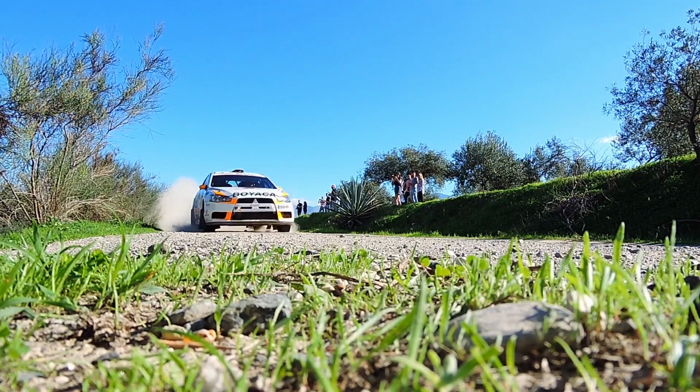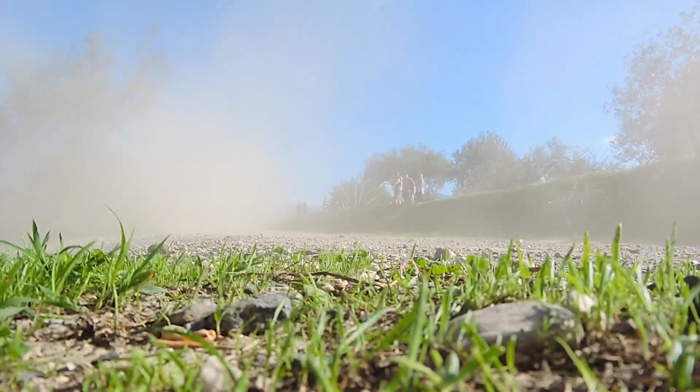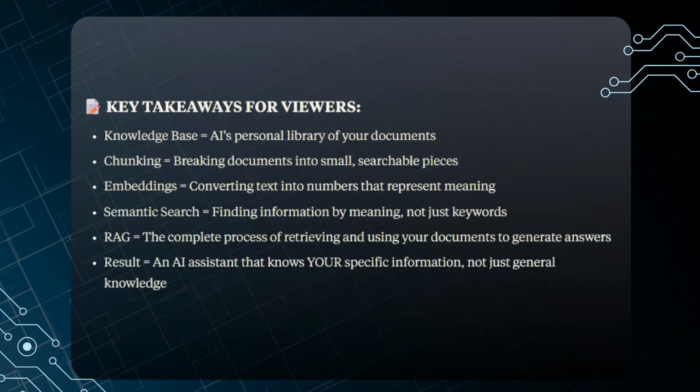So now that we understand how knowledge base and RAG work, let's see this in action. In the next part of this video, we're going to take our basic assistant from the last video, add a knowledge base with some sample documents, and test how much more powerful it becomes. You will see exactly how RAG transforms a basic AI assistant into something that can work with your specific information and give much more accurate, detailed answers.